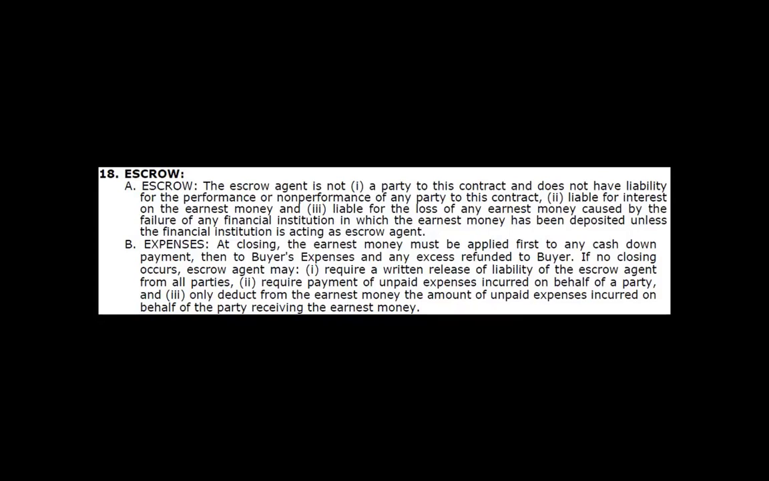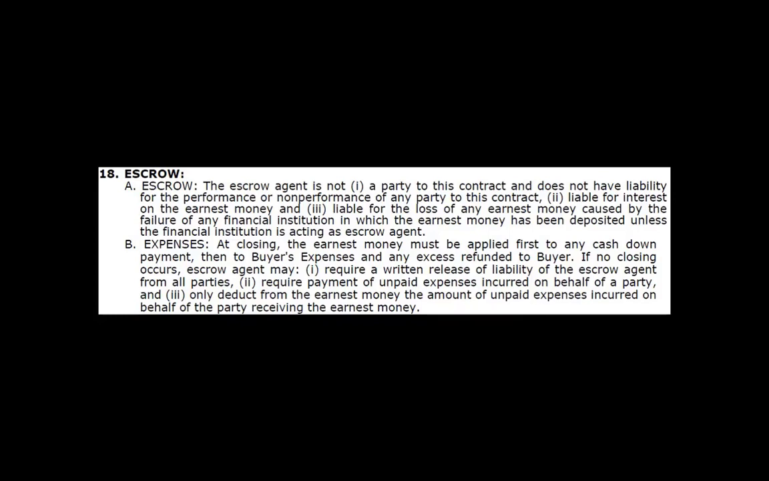A just says the escrow agent is not going to be held liable for anything, even if they lose the earnest money, as long as they can blame the earnest money being lost on the bank that they deposited the earnest money with. And B is talking about the expenses.